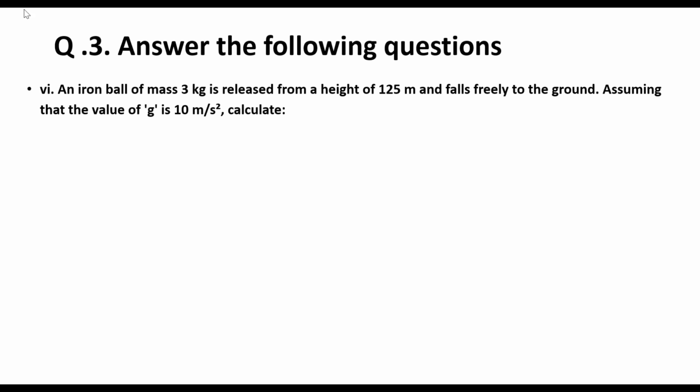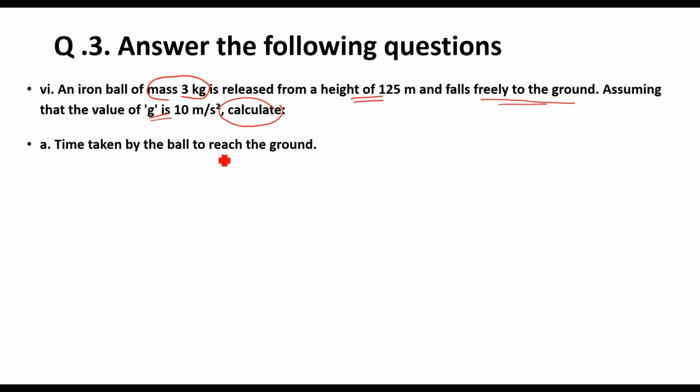Question number 3, sub-question number 6. The question is: an iron ball of mass 3 kg is released from a height of 125 meters and falls freely to the ground. I am underlining these lines in particular to get the data properly. Assuming that the value of g is equal to 10, calculate the time taken by the ball to reach the ground.